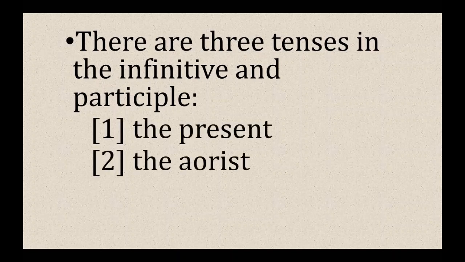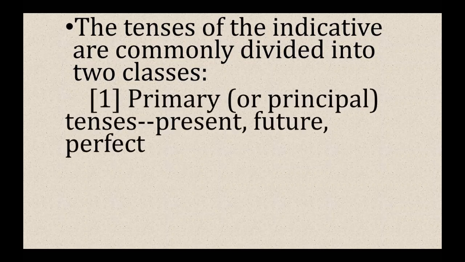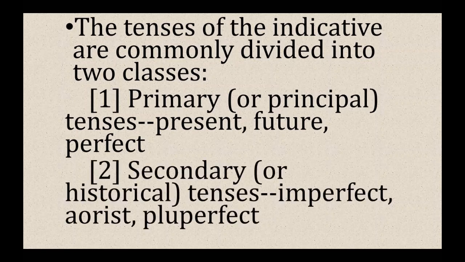Then the tenses of the indicative are commonly divided into 2 classes. We talked about this before. There are the primary, or principal, tenses: present, future, and perfect. The reason they're called this is simply because they don't have an augment on the front of them, whereas the secondary tenses are referred to as historical. They all have the augment, the epsilon, which was an adverb that was attached to the front of the word, and that's how it became used the way that it does. Those are the imperfect, aorist, and pluperfect. So if you look on your chart, all of those will have that augment, the epsilon, on the front.